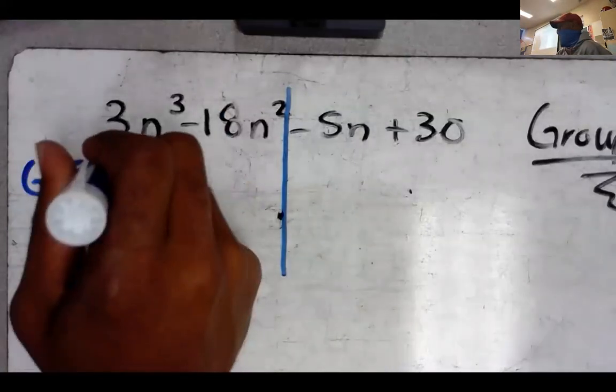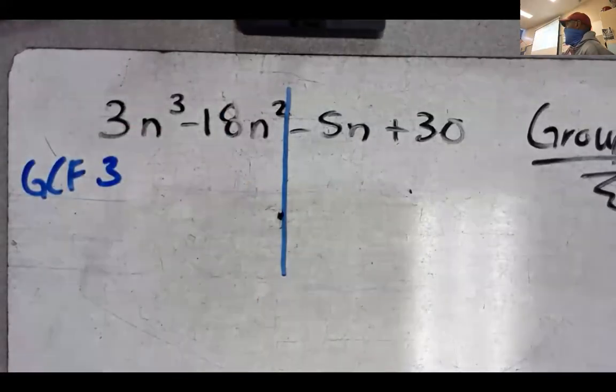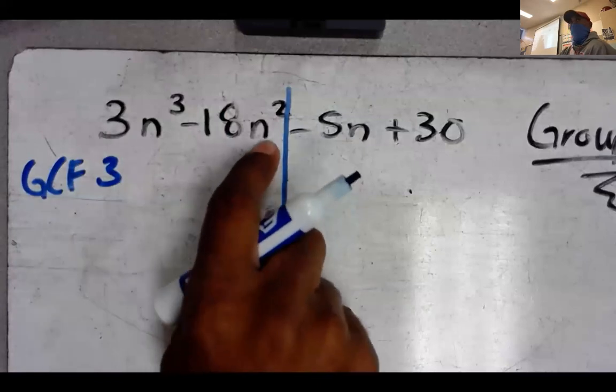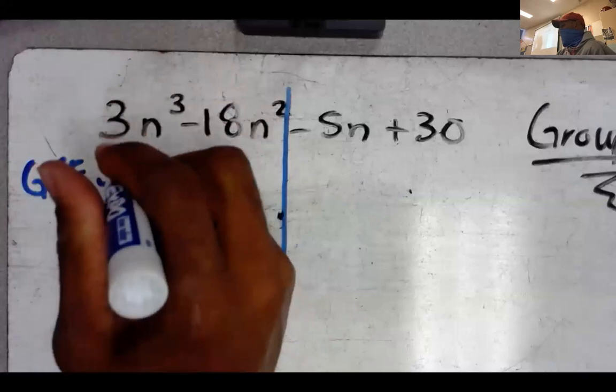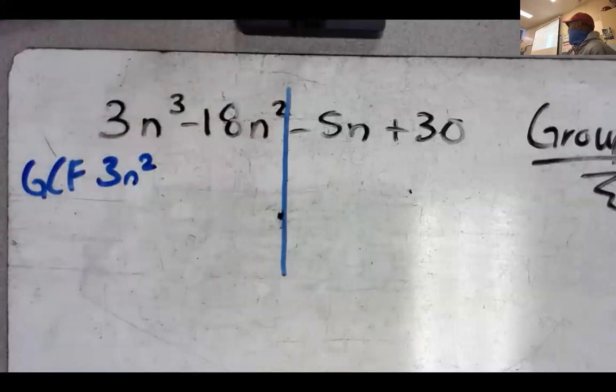Okay, 3. What about the n? What's in common? Is it 1 n or 2 n's? How many in common? 2, right? I just go over to the one that has the least amount of n's. All right, so n squared. So there's my GCF, 3n squared.